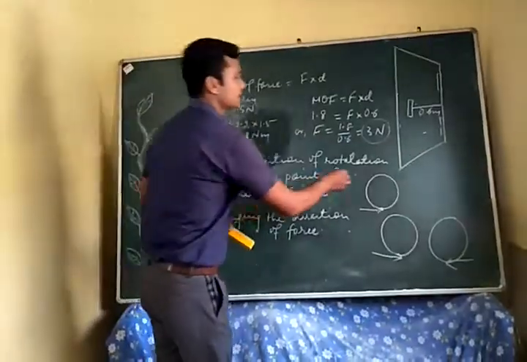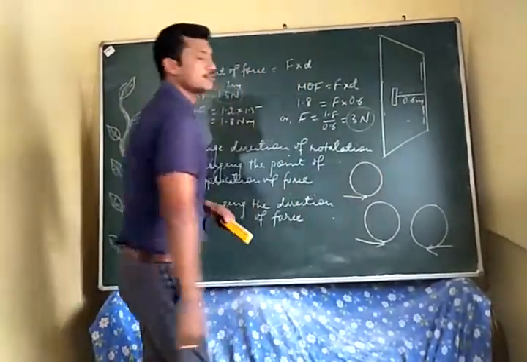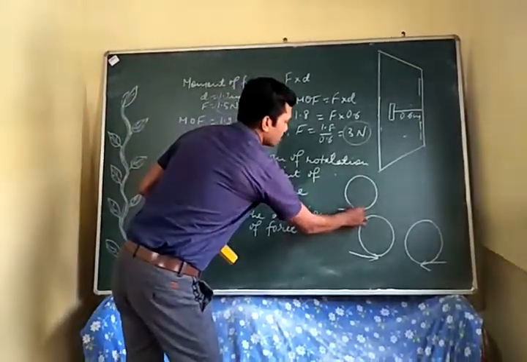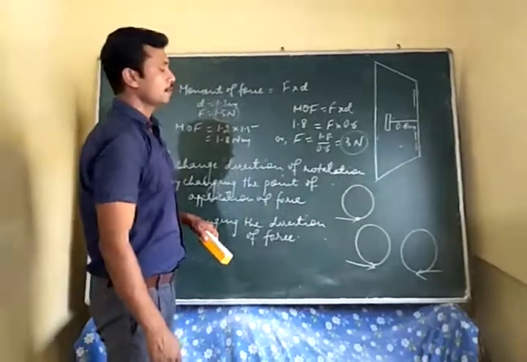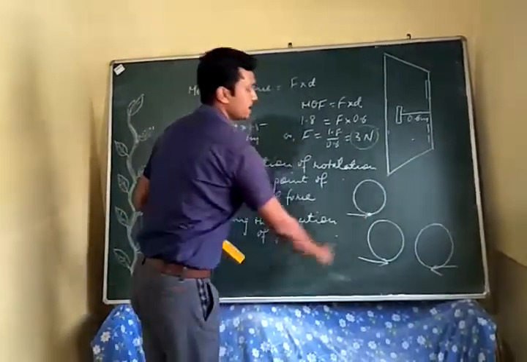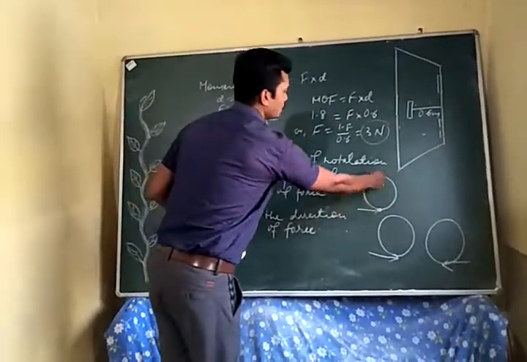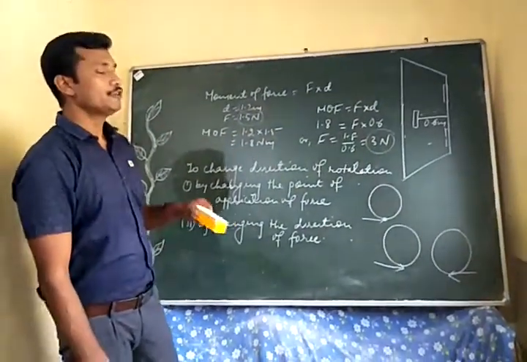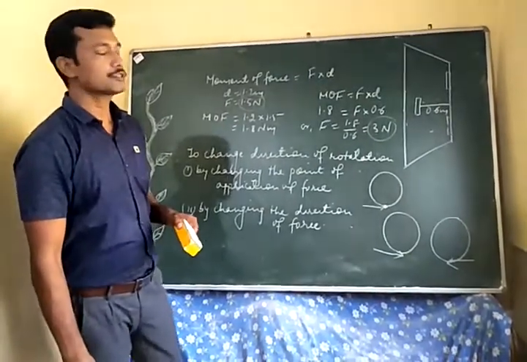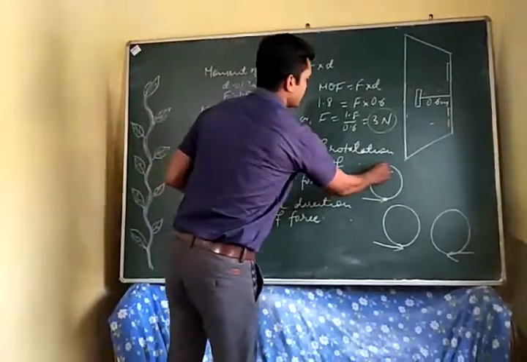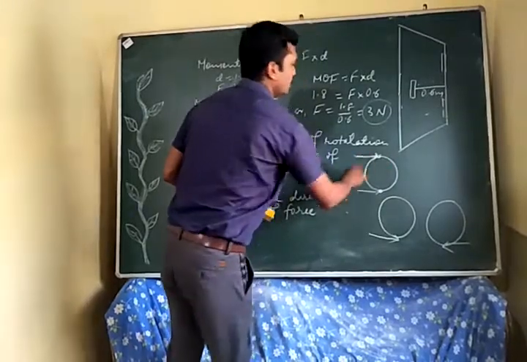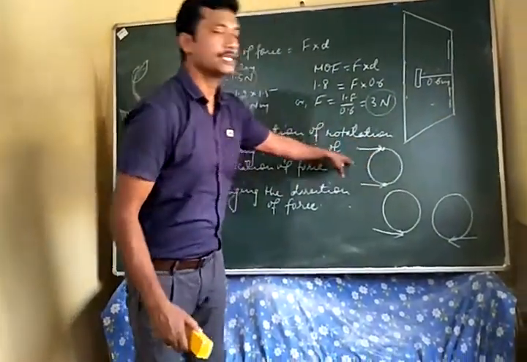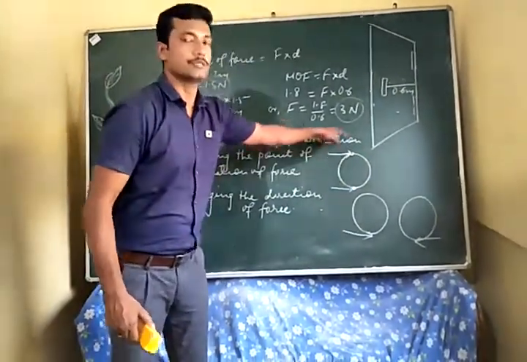Suppose this is a body which is to be rotated, and we are applying the force at this point, and you can see the direction of the force here is making the body rotate in an anti-clockwise direction. But when you change the point of application of force, say we are changing the point here, now the same force is changing the direction of rotation, which is now clockwise.